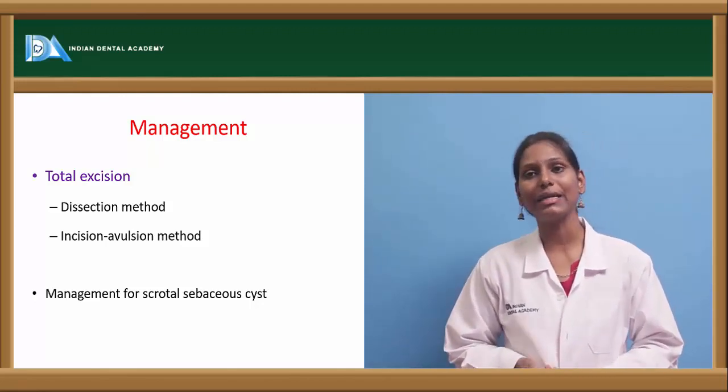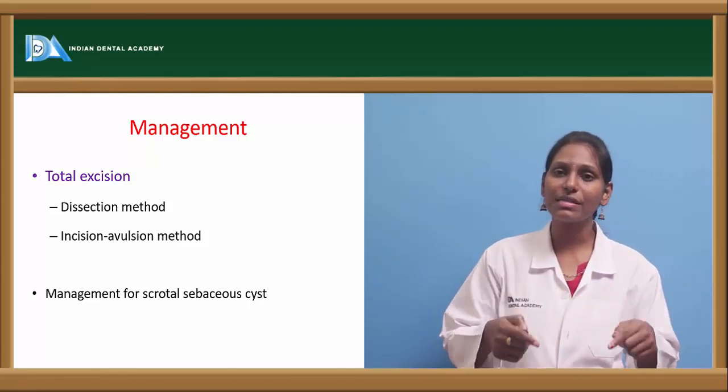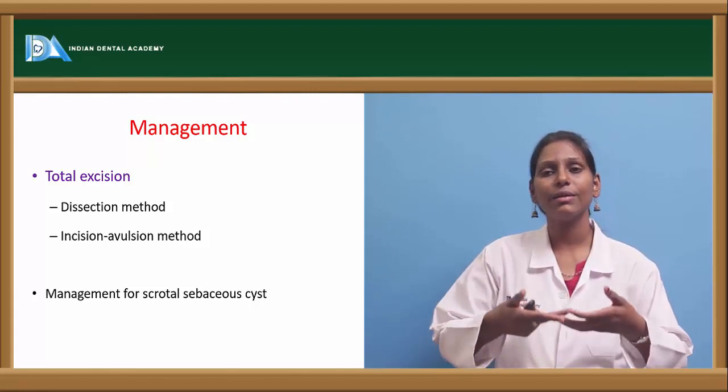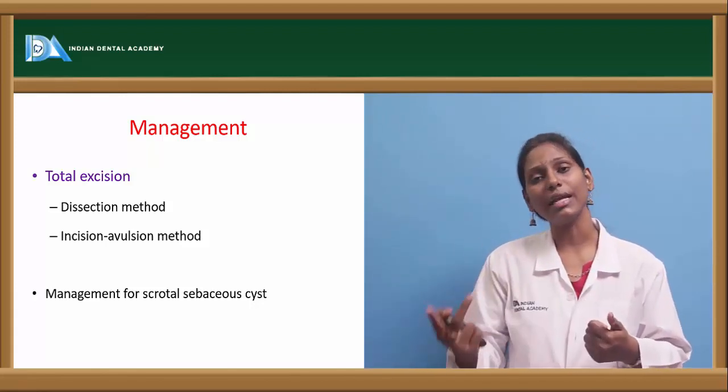One is complete excision, that is dissection method. In this dissection method, what we do is we give an incision on the skin and completely remove the sebaceous cyst. Second method is incision and avulsion method.